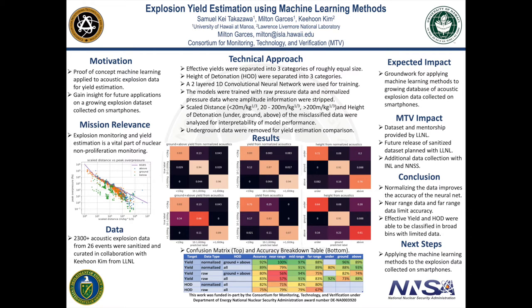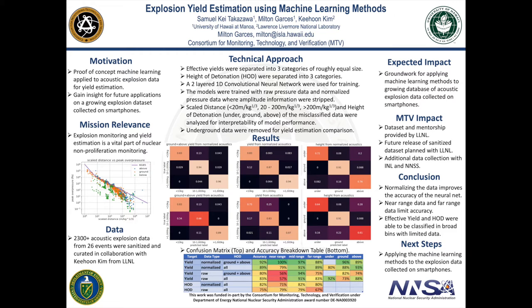The models were trained with both raw pressure data and normalized pressure data to classify yield and height of detonation. 80% of the data were used for training, 10% for validation, and the last 10% were used for testing. The testing results were analyzed by breaking down the data into subcategories of height of detonation and scaled distance to gain insight for the performance of the model. Data without underground events were also trained for comparison.